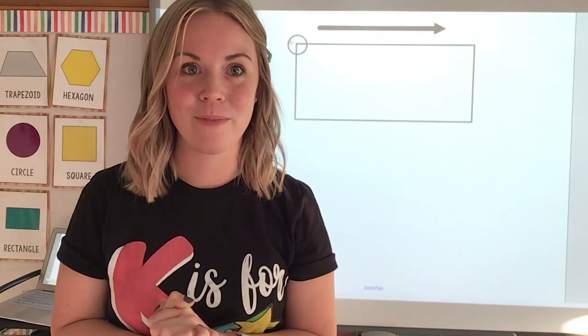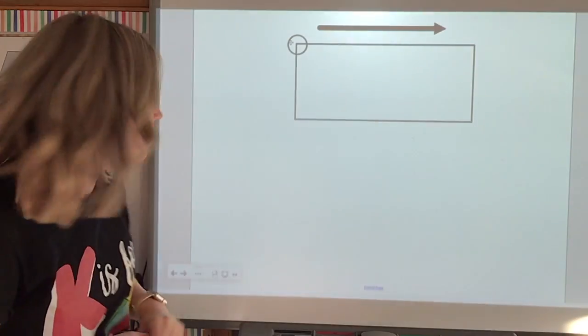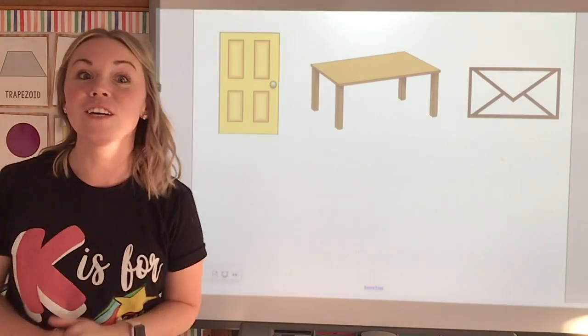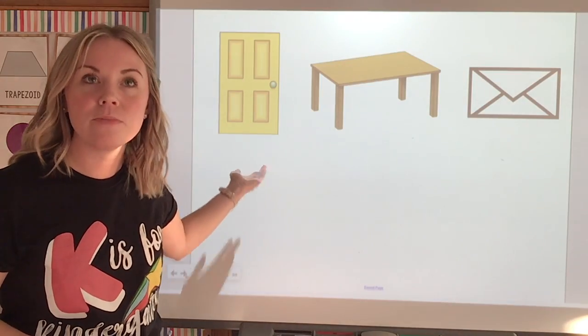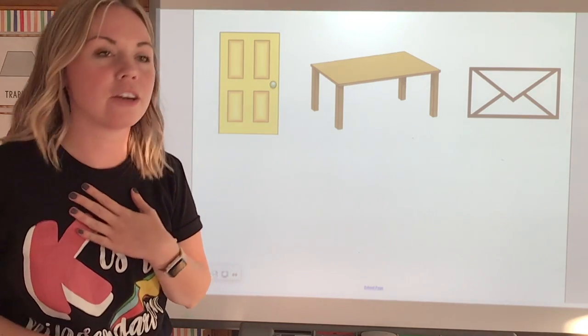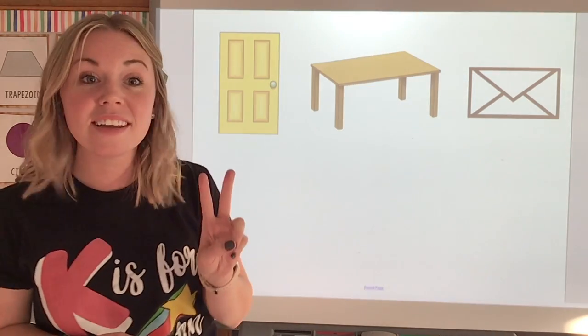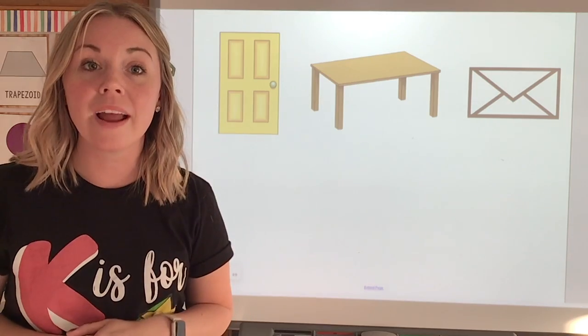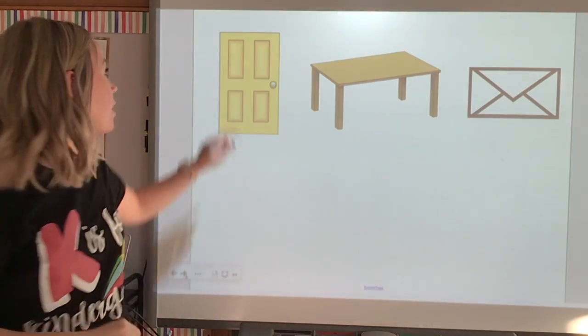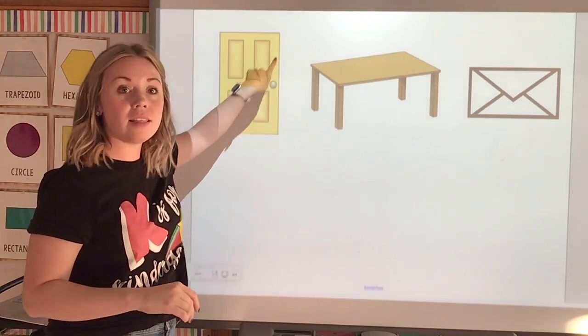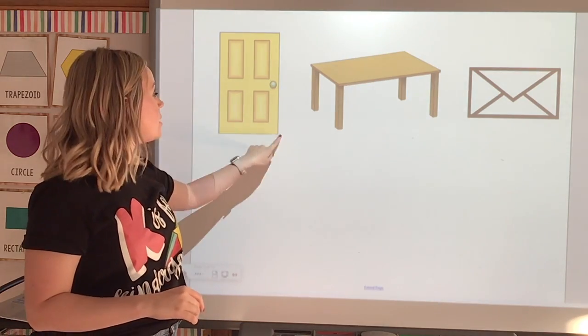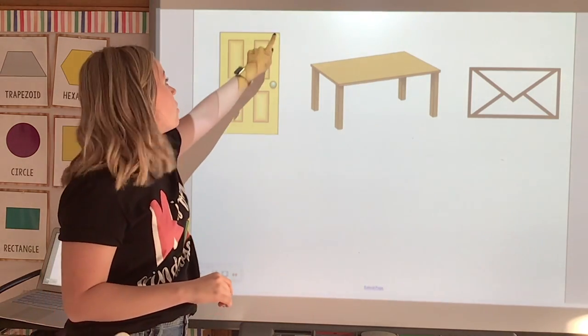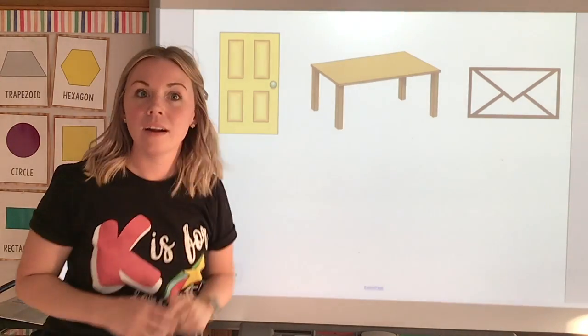Ooh, I found a couple of things in my classroom that are a rectangle. Let's go ahead and see what I found. The first thing I found was the door to my classroom that I decorated so nicely for all of my kindergarten friends. It has 2 sides that are longer, 2 sides that are shorter, and 4 corners. Go ahead, check this out. A long side, a short side, and 1, 2, 3, 4 corners.